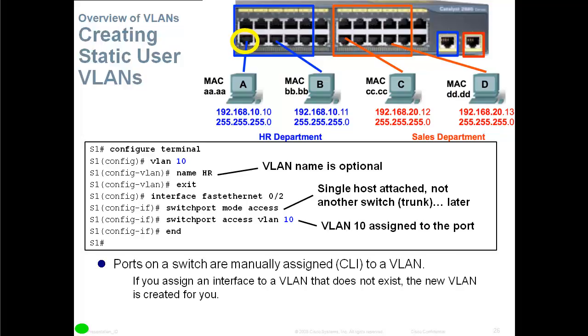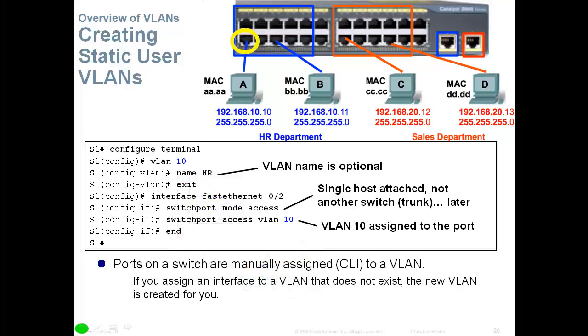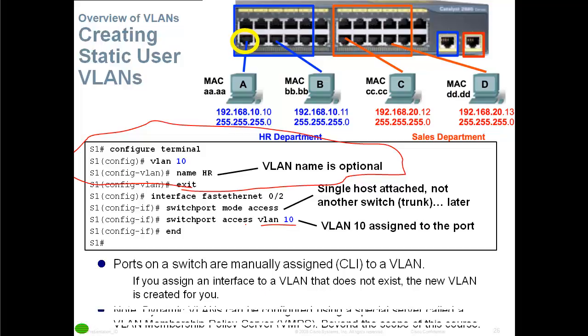If you assign an interface to a VLAN, say that we forget to do any of this and go directly to this interface and say access VLAN 10, the switch is going to create the VLAN for you. Dynamic VLANs can also be configured using a special server called the VLAN Membership Policy Server, VMPS, but it is not covered on the CCNA Routing and Switching exam.